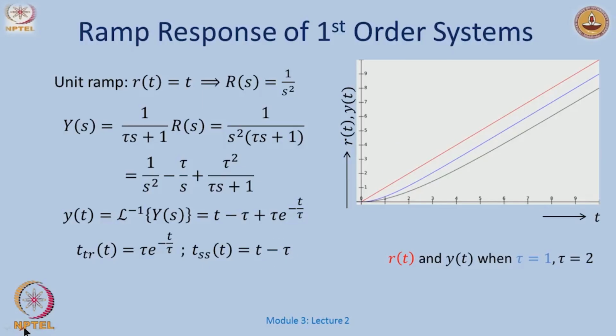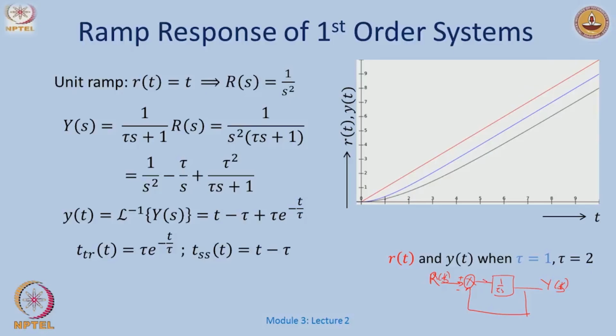So let us see first what the error is. At t equal to infinity, does my response just meet the original signal or not? Again, I just draw it for the sake of completeness: here I have r of t, I have 1 over tau s plus 1, and I have y of s. Let this also be s, capital R of s. So at infinity, does my output track the ramp?